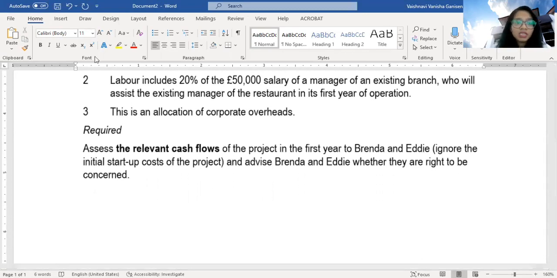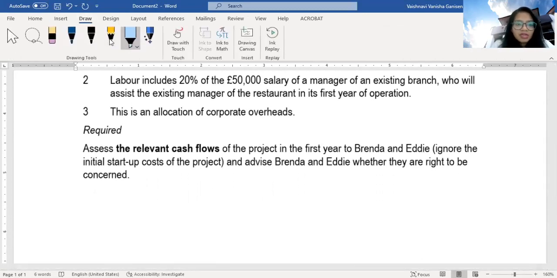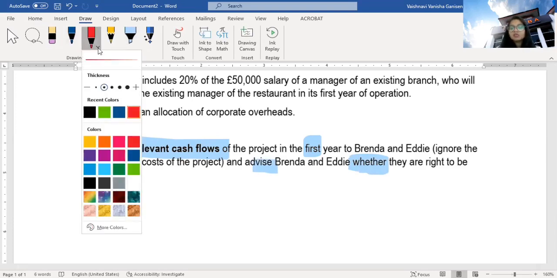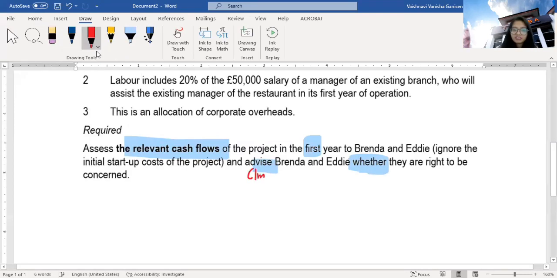Let's read the requirement. Assess the relevant cash flows of the project in the first year to Brenda and Eddie. Ignore the initial setup cost of the project and advise Brenda and Eddie whether they are right to be concerned. I just want to quickly give you a reminder: whenever the examiner asks you to advise, you must remember that whether you are saying yes or no, accept, reject, take on the project or do not take on the project, all of this will cost you 1 mark.